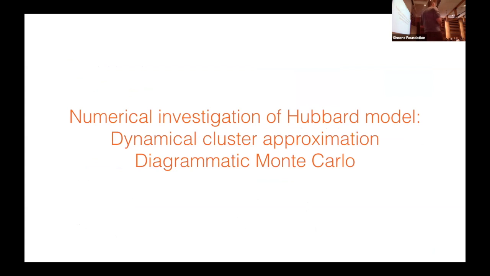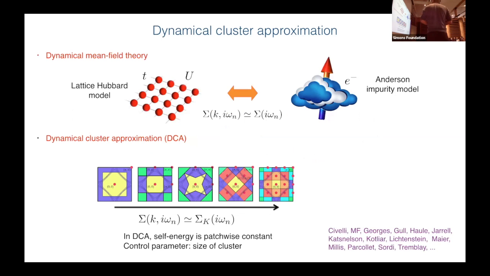So the Hubbard model we investigated mainly using two techniques, the dynamical cluster approximation and the diagrammatic Monte Carlo. So I'll say a couple of words about it. The dynamical cluster approximation is an extension of the dynamical mean field theory. And again, the idea of the dynamical mean field theory is to start from the lattice Hubbard model, the full original model, and make an approximation where we suppose that the self-energy is local, that it's not a k-dependent quantity.